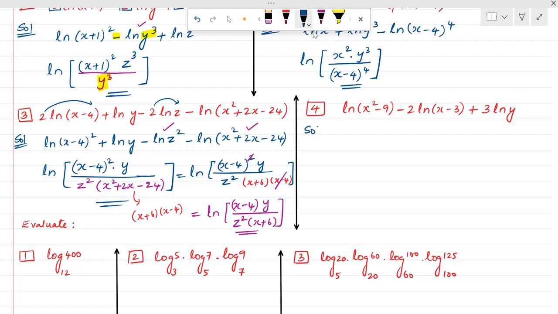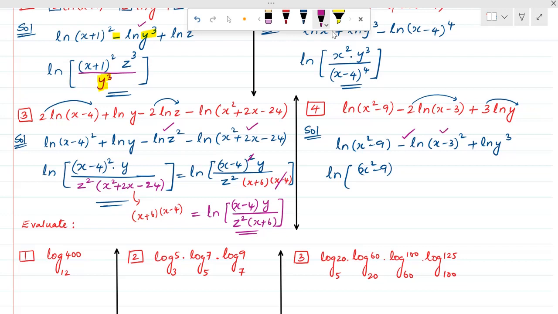The next one, same thing, I have to write it as a single log. First I raise the power here. So what happened? 1 ln of x square minus 9 minus ln of (x minus 3) whole square plus ln of y power 3. Now I write the ln of x square minus 9, since it is a product. This is minus, therefore it comes in the denominator, (x minus 3) whole square. This is plus, therefore it is in the numerator, y power 3.